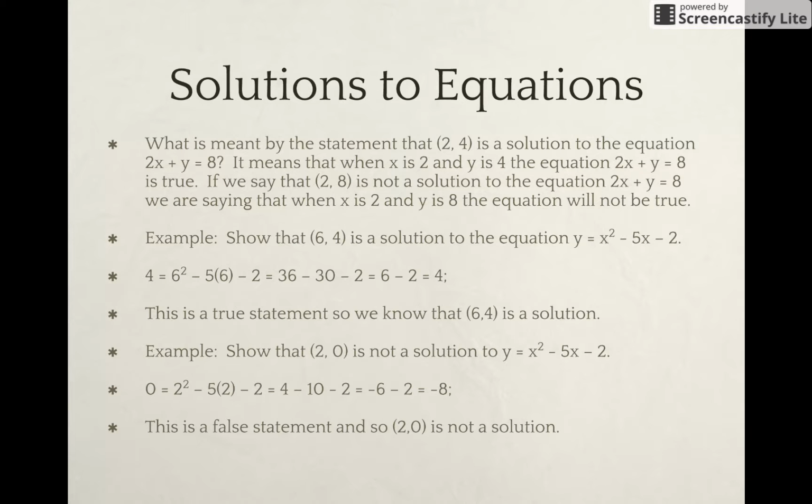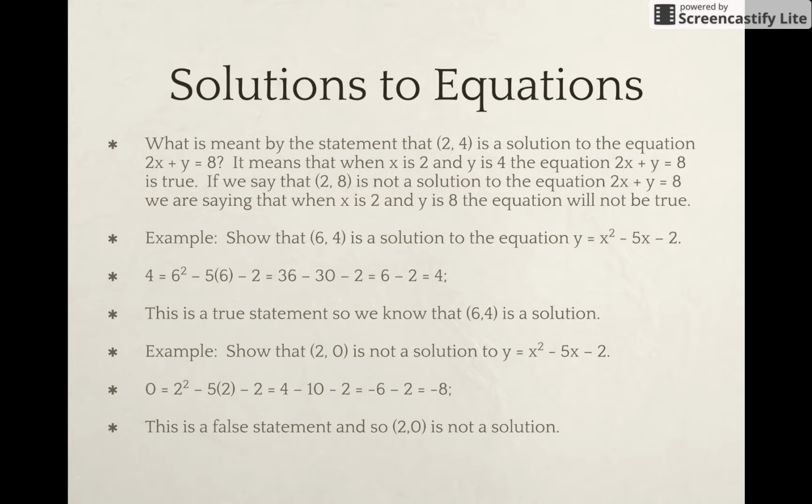When we let x equal 2 and y equal 4, and substitute those into the equation 2x + y = 8, we get a true statement: 2 times 2 is 4, plus 4 is 8. If we look at the ordered pair (2, 8), that does not make a true statement for the equation 2x + y = 8, and in that case we would not say that (2, 8) is a solution.